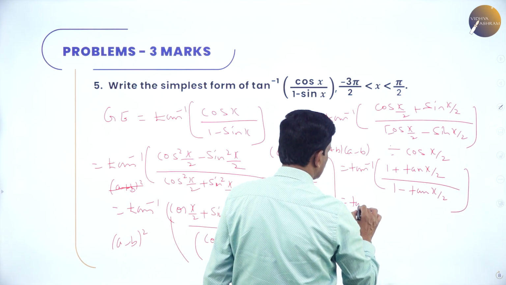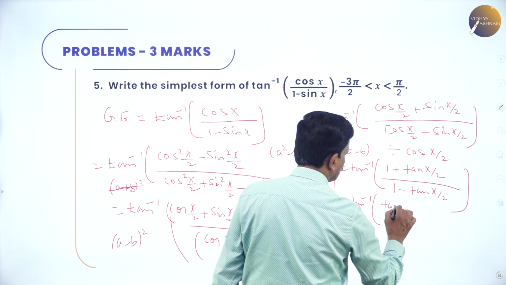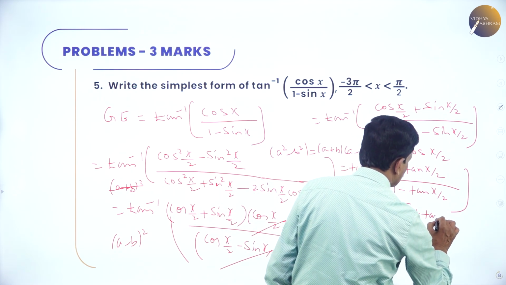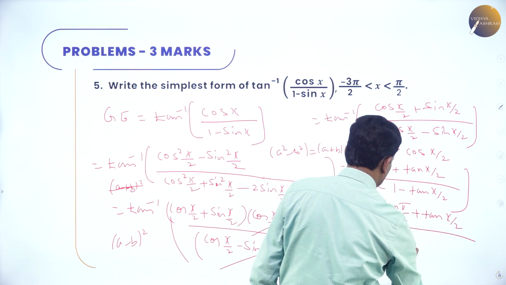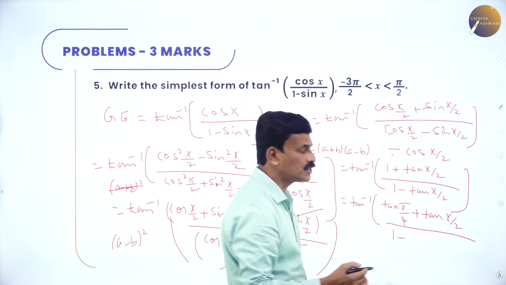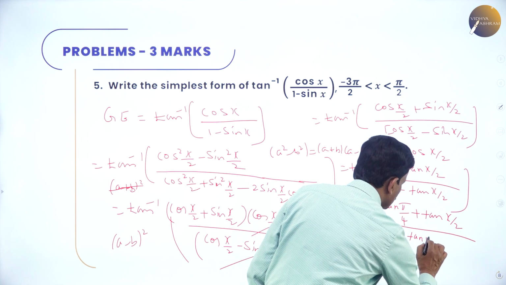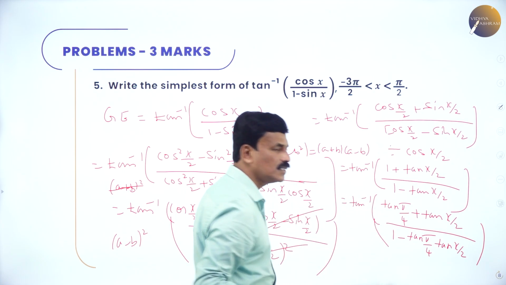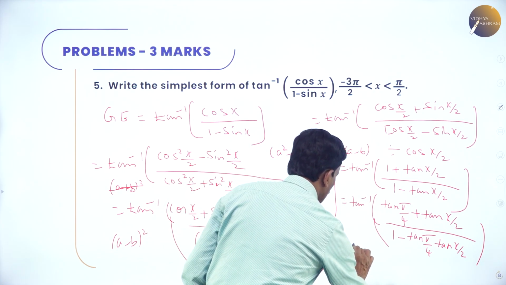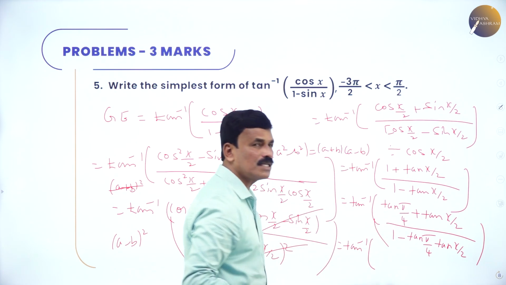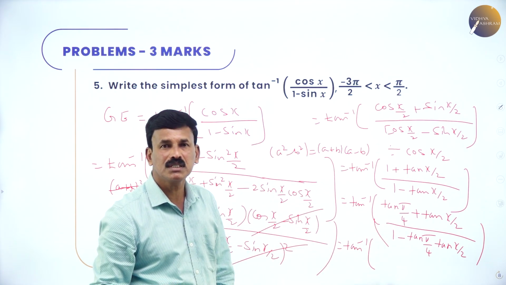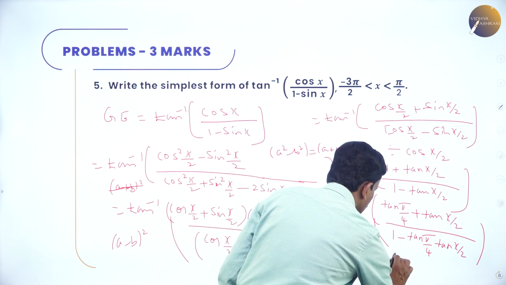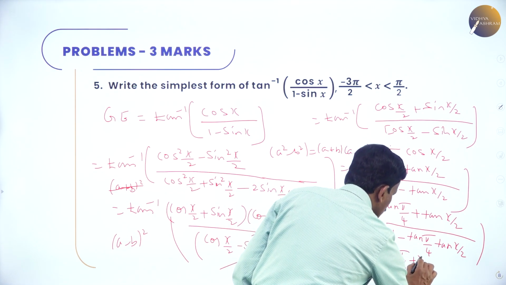So this can also be written as tan inverse of, 1 can be written as tan 45. What is tan pi by 4? It is 1. Then 1 plus tan x by 2 divided by, in the denominator, 1 minus 1 into tan x by 2, where that 1 can be written as tan pi by 4. Now this is of the form tan inverse of tan A plus tan B divided by 1 minus tan A tan B, which is nothing but the tan A plus B formula. What is A? Pi by 4. What is B? x by 2. So we can write this as tan of pi by 4 plus x by 2.